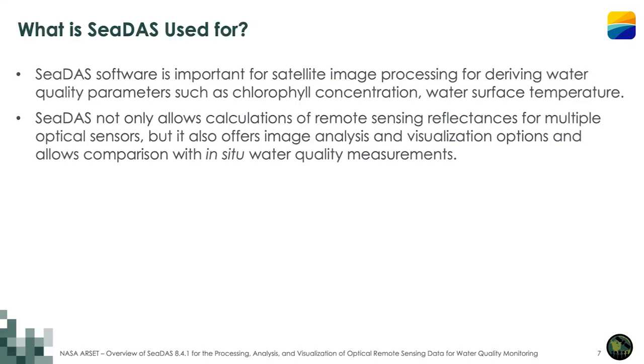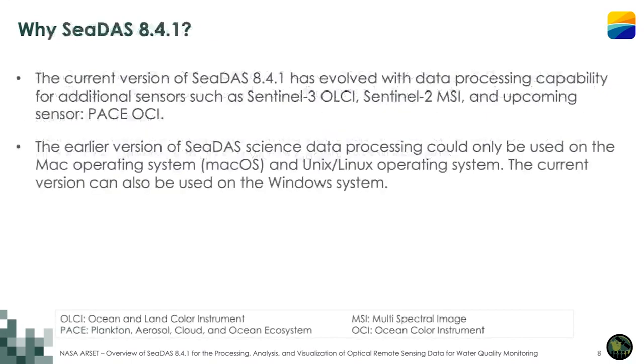It also offers image analysis and visualization options and allows comparison with in situ water quality measurements. As we will see later, SeaDAS allows statistical and mathematical analysis of image data as well as spectral analysis. So why SeaDAS 8.4.1? The current version has evolved with data processing capability for additional sensors such as Sentinel-3 OLCI, Sentinel-2 MSI, and PACE sensors as well.